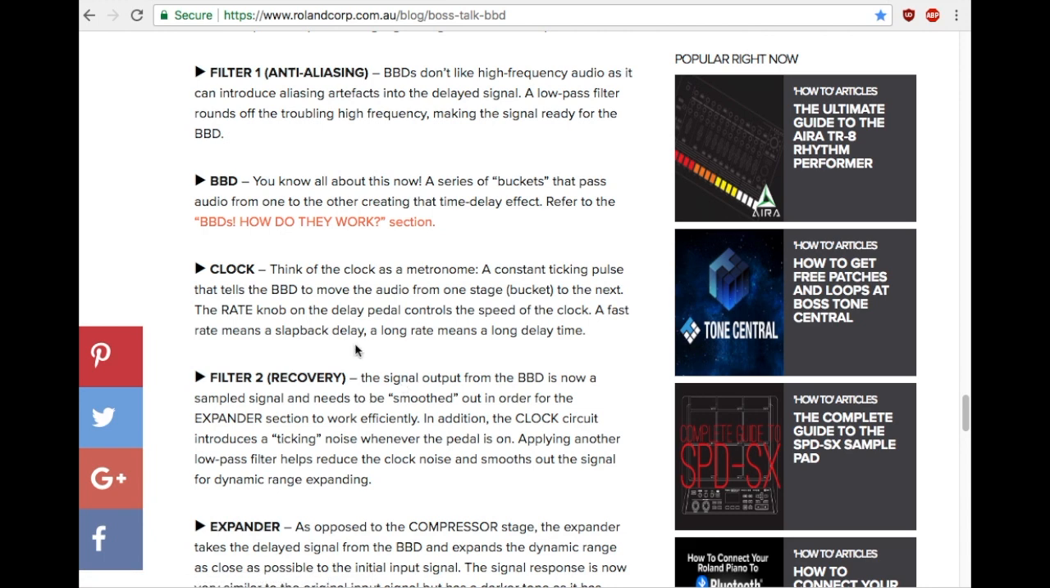Another thing about bucket brigade delays is they've got this clock, and the clock ticks along, and in a digital delay, the delay length is done by the distance between the read and the write heads, like we said, or the length of how many samples the delay line is. This always has the same number of buckets. It's just that the clock ticks at different rates. So you're speeding up and slowing down the sampling rate as you're changing the delay time, which actually introduces some interesting artifacts as well.